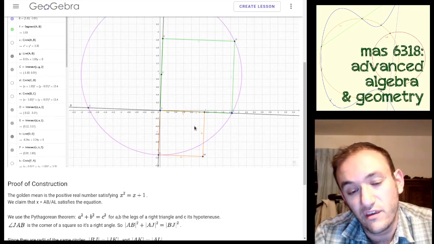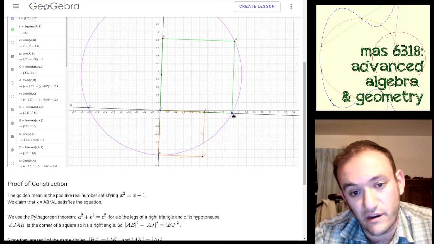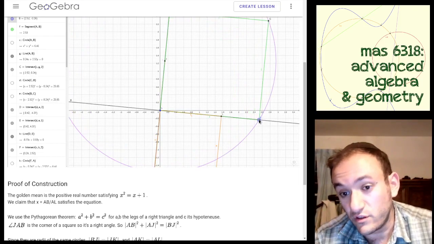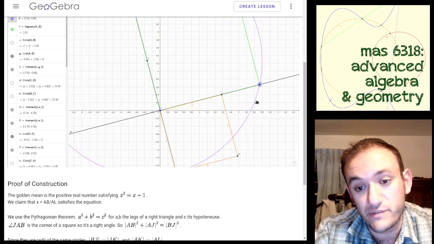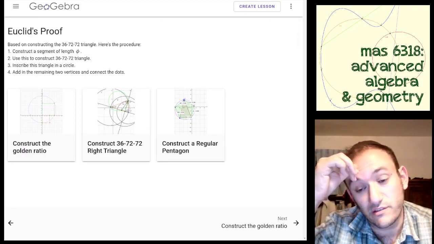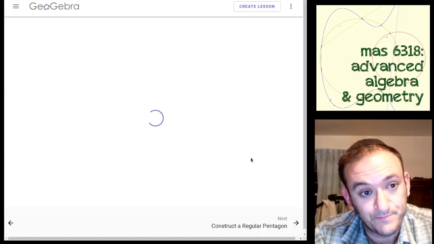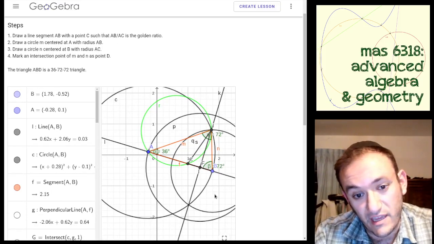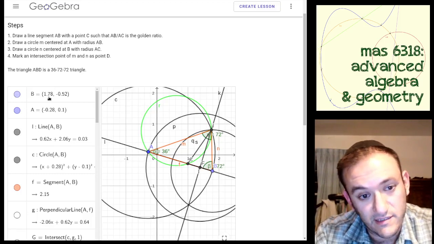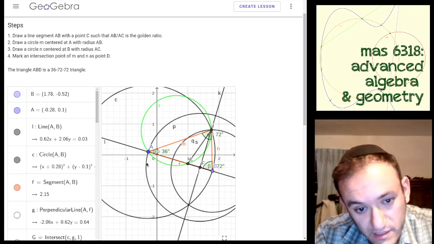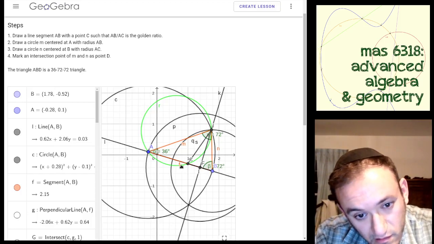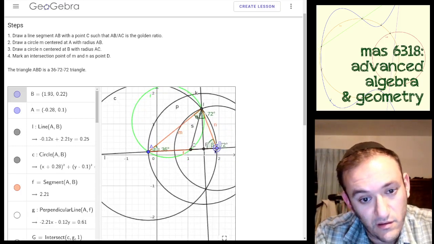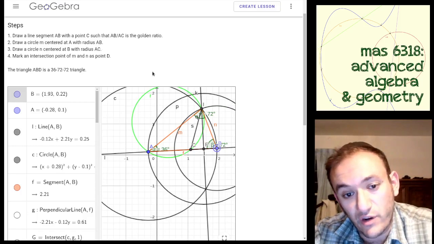Okay, so we have a segment with a subsegment, so that the ratio of the larger to the smaller is the golden mean. And we're going to use that in the next page to construct a 36, 72, 72 triangle. So first up, we draw our line segment ABC, and let's see if we can find it. It was this segment between points A and B, with a point C such that AB over AC is the golden ratio.